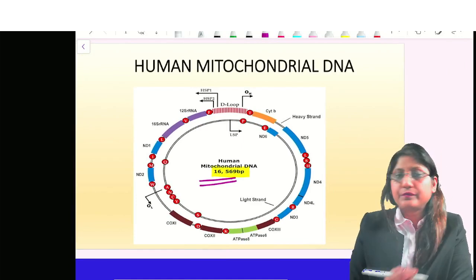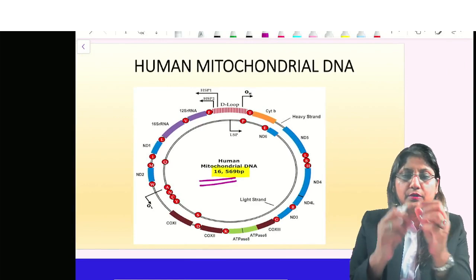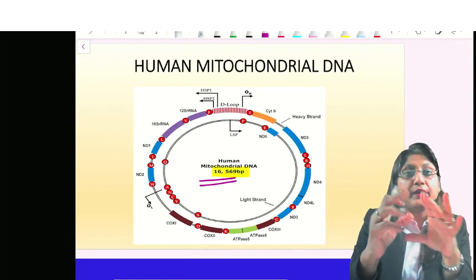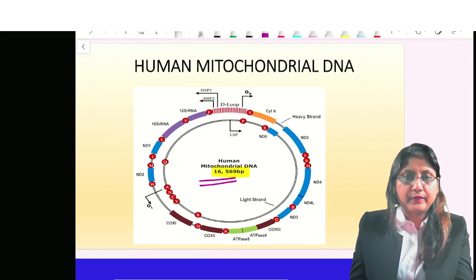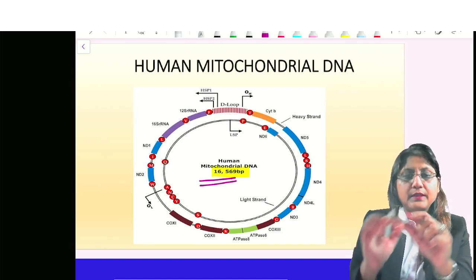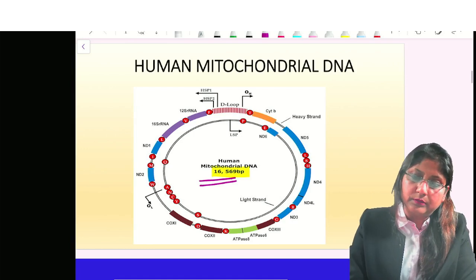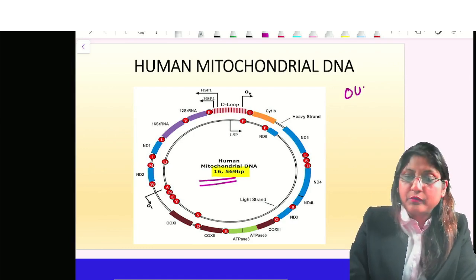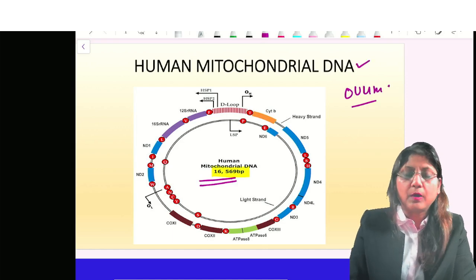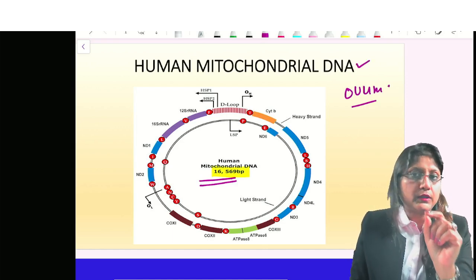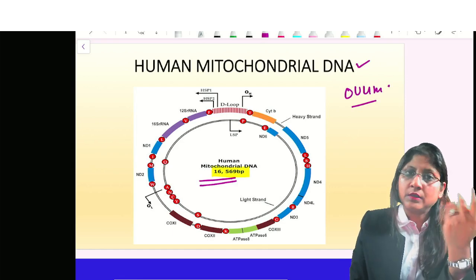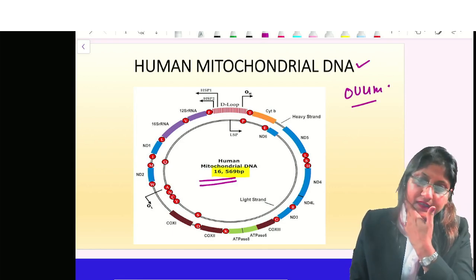You see, it's such a beautiful structure, double-stranded, circular, closed. Nuclear DNA is open-ended double strand, right? But mitochondrial DNA is a circular double strand. And in a zygote, the mitochondria comes from ovum. So whenever we are talking about mitochondrial DNA, it is donated by ovum only, which is the maternal inheritance.